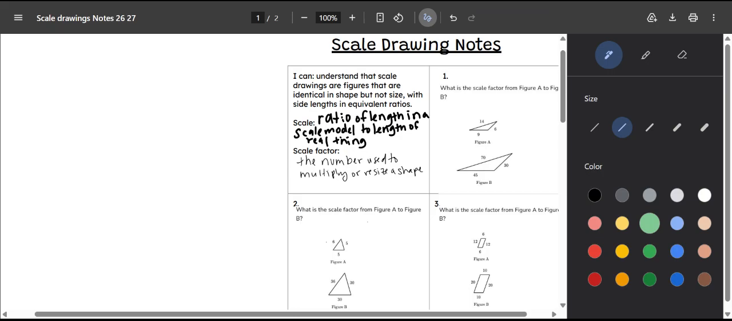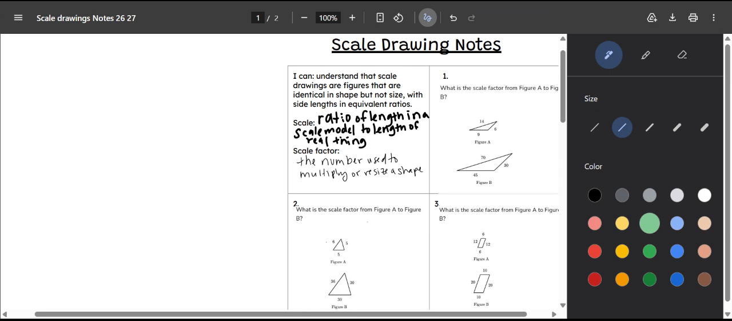So we got some vocab we need to know. A scale is just the ratio of length in a scale model to the length of the real thing. So the scale model number always goes first, then the length of the real world item goes next. And then scale factor is the number used to multiply or resize a shape.